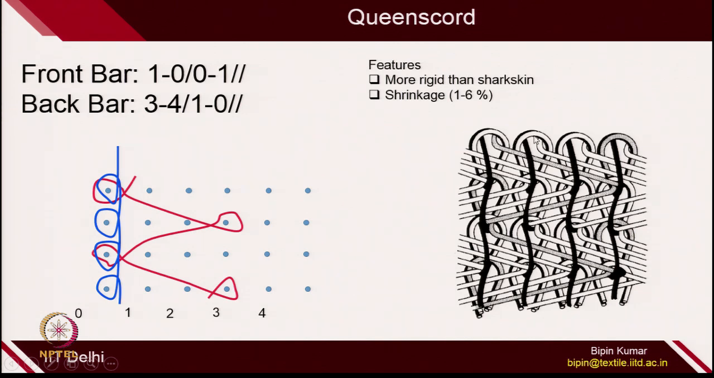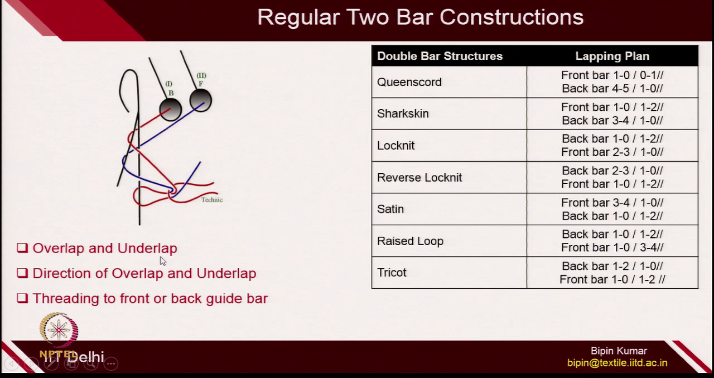Now you can understand how positioning of threading of different bars plays an important role, how different magnitudes of overlap and underlap play different roles, and also the direction of overlap and underlap plays a different role. This is how the structure and properties of warp knitted constructions are controlled.